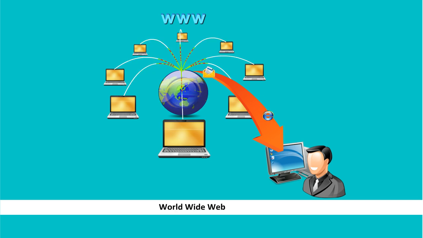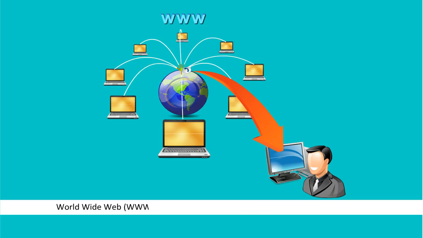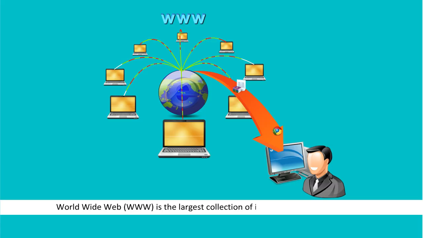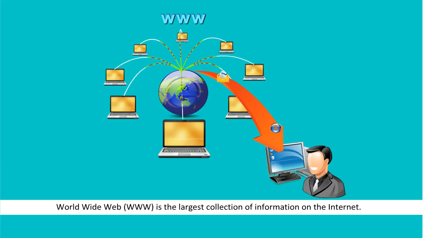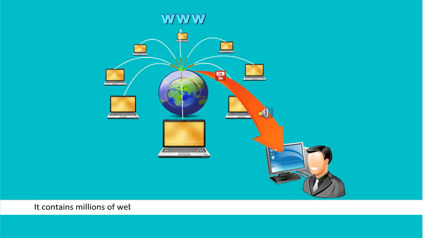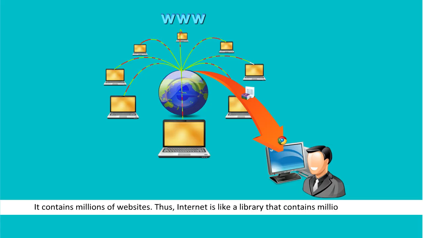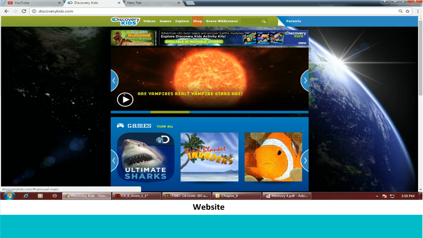World Wide Web, WWW. World Wide Web, WWW, is the largest collection of information on the Internet. It contains millions of websites. Thus, Internet is like a library that contains millions of books. Website. A website is a collection of related web pages that provides information. It is like a book that contains many pages.